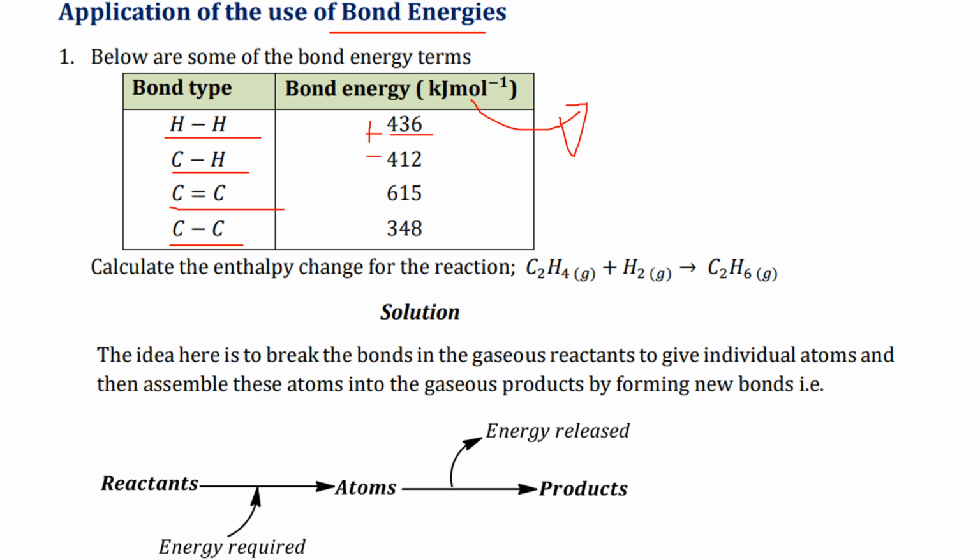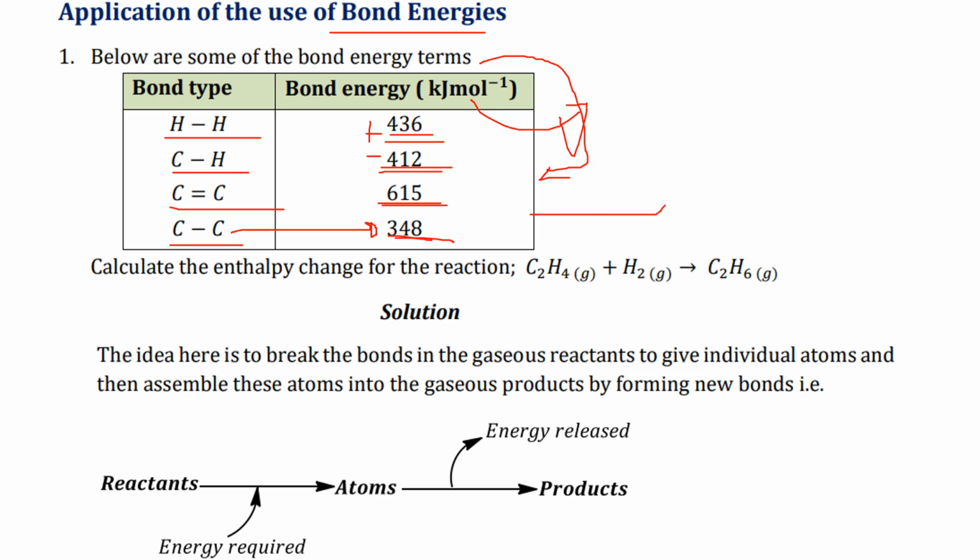So below are some of the bond energies of the terms that are involved in our calculations. The hydrogen to hydrogen bond contains an energy of 436 kilojoules per mole, whereas the carbon to hydrogen bond contains an energy of 412 kilojoules per mole, and the carbon to carbon double bond contains an energy of 615 kilojoules per mole. Similarly, the carbon to carbon single bond contains an energy of 348 kilojoules per mole.